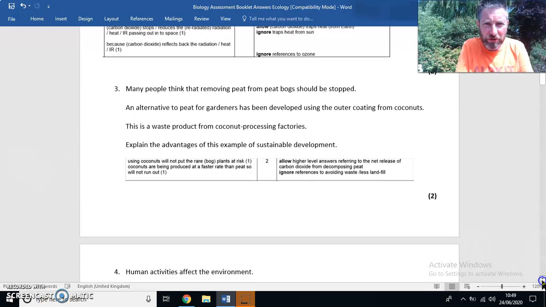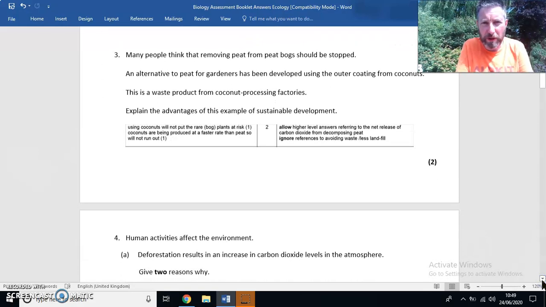Question 3 was another one people struggled with a little bit. Many people think that removing peat from peat bogs should be stopped. An alternative is the outer coating from coconuts. This is a waste product. Explain the advantages of this example of sustainable development. So that's the key bit of this. Talking about it reducing waste doesn't get you any marks. It says ignore references to avoiding waste or less landfill. So why is it good? Well, it's obviously not going to put the peat bogs at risk.